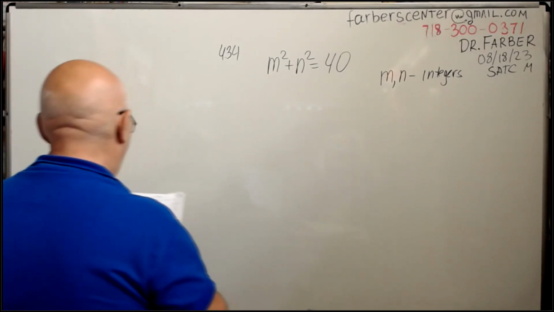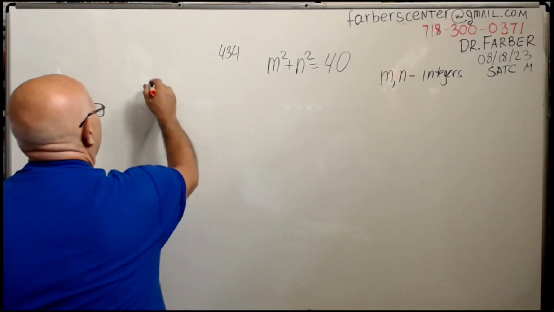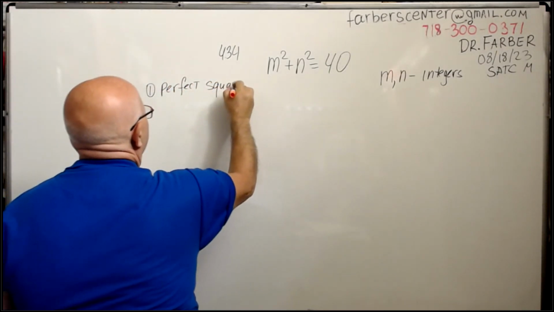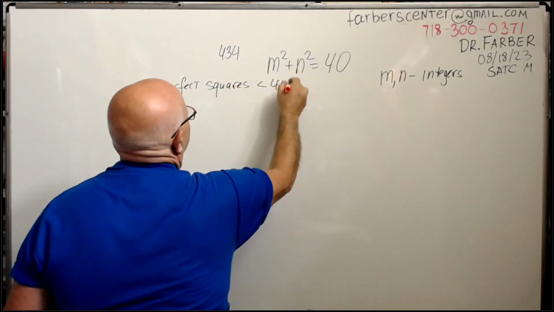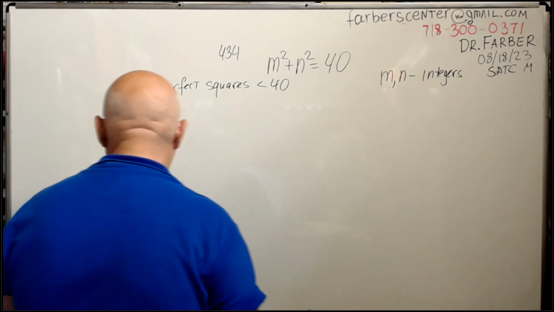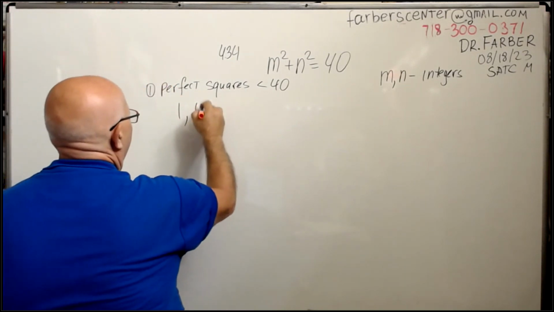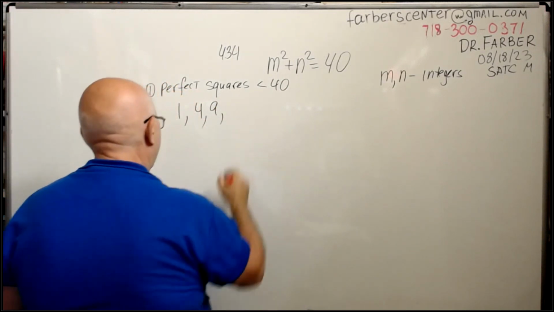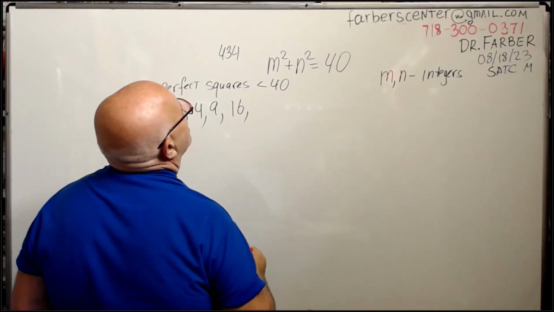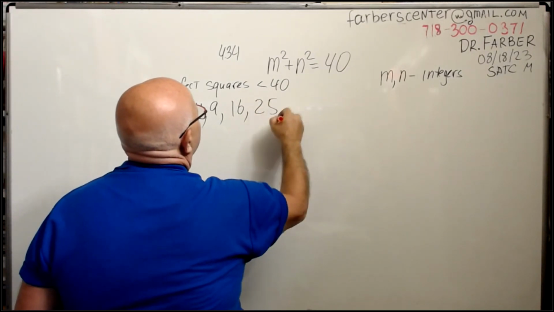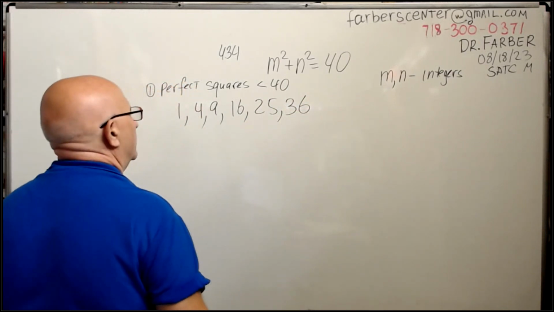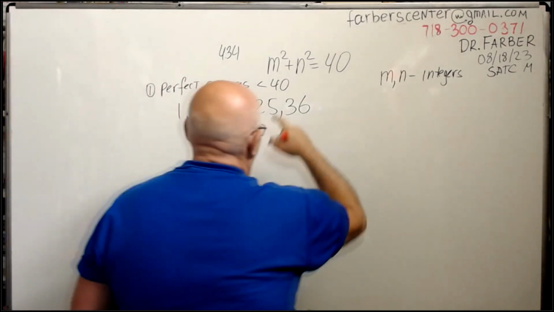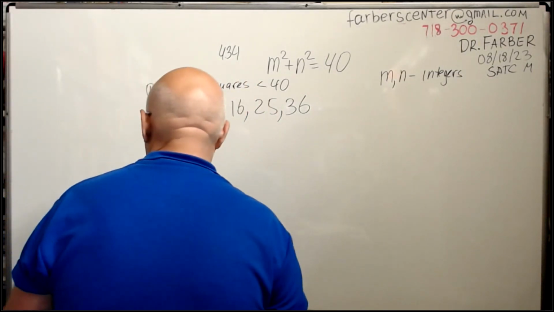Let's see all perfect squares. Step number 1: perfect squares less than 40. What can we have? 1, 4, 9, 16, 25, and 36. Only these we can have. So these are the integers. Now, how to get 40? We have 2 options.